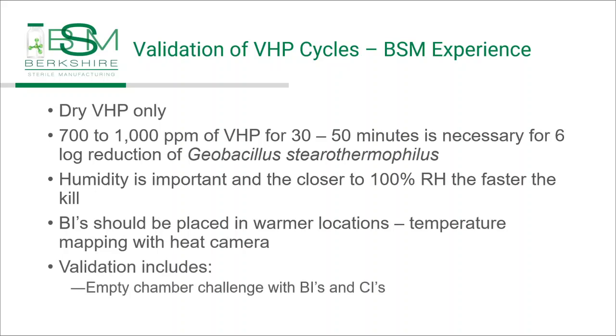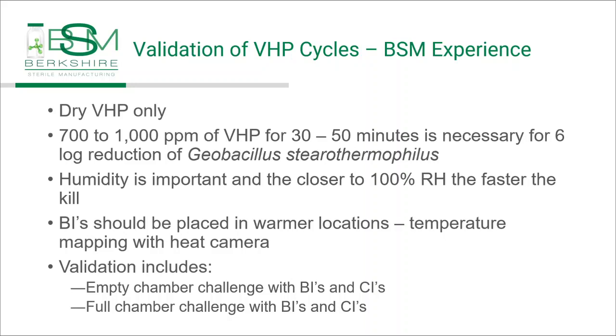Okay, and validation includes empty chamber challenge with BIs and CIs. Chemical indicators are important to help to understand the distribution of the gas. We typically start off with chemical indicators to look at distribution of the vapor hydrogen peroxide throughout the chamber, and then we'll introduce BIs in the areas where we see the least amount of vapor hydrogen peroxide. Full chamber with BIs and CIs is also performed.